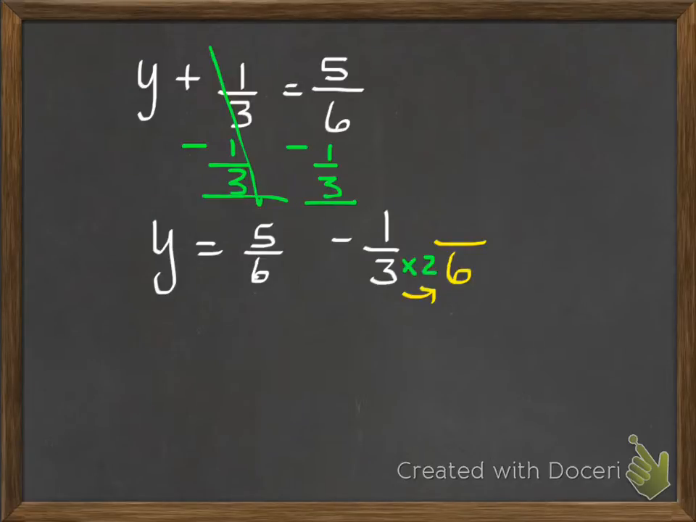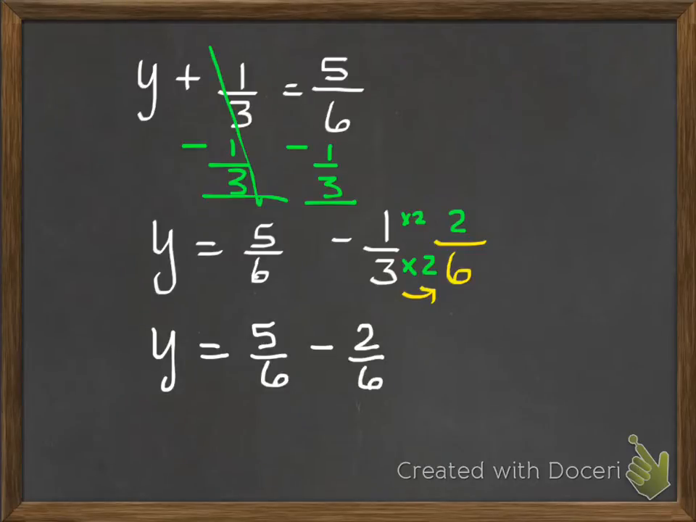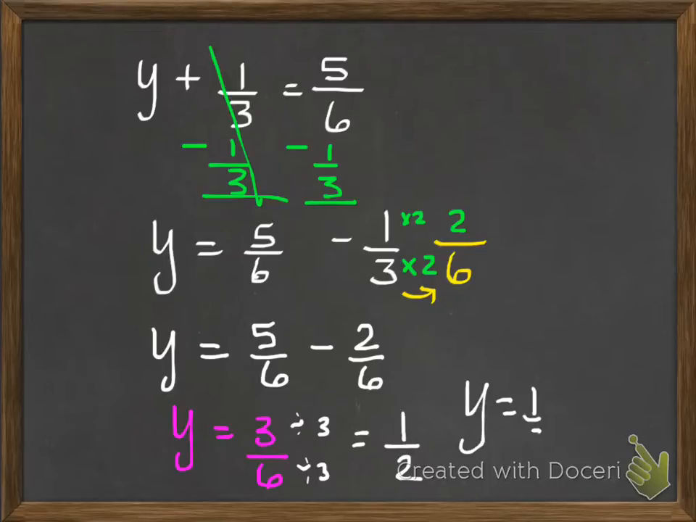So then whatever we do on the bottom, we also have to do to the top. So we're going to multiply by 2 up here too. So 1 times 2 is 2. And now we're going to look at our new equation. So our new equation is going to be y equals 5/6 minus 2/6. And then we can see that we will get y equals 3/6. Now you want to make sure if it's something like this that you do actually simplify. So remember that last piece is just going to be to divide both the top and the bottom by 3, and you'll get 1/2. Sorry about that. So your final answer here would be equal to 1/2.